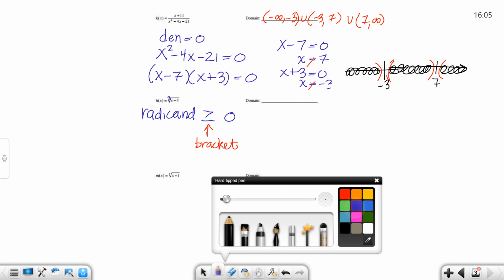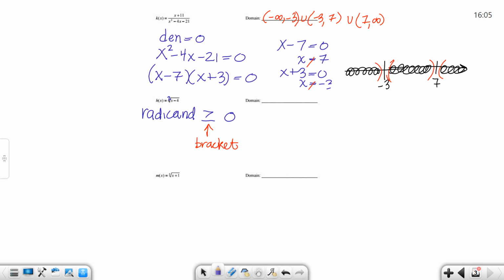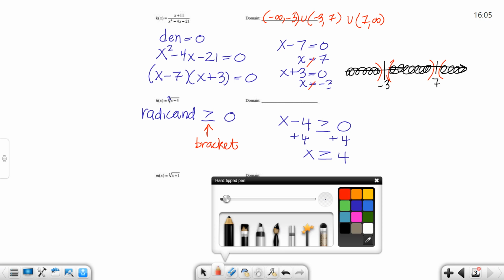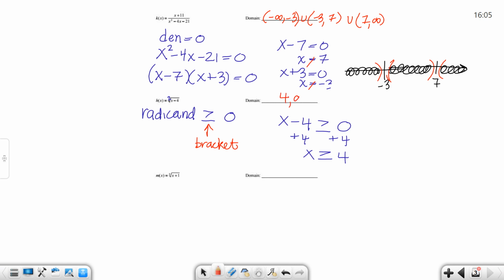Okay, so going back to what the instructions told us, they say you take your radicand and set it greater than or equal to 0. So we're going to set x minus 4 greater than or equal to 0. I'll add 4 to both sides, and x is greater than or equal to 4. Okay, in interval notation, that means it would start at 4 and go to infinity. Infinity always takes parentheses, and the 4 would take a bracket, and that's how that one would look.